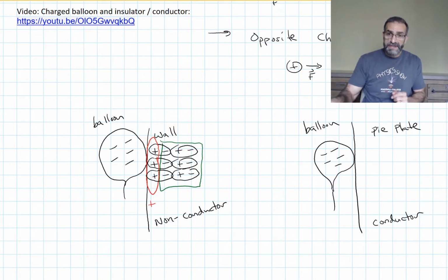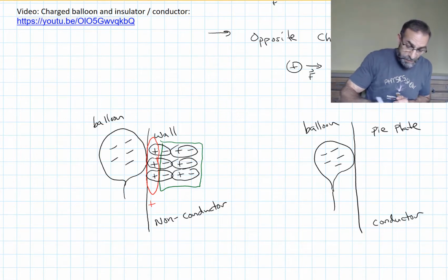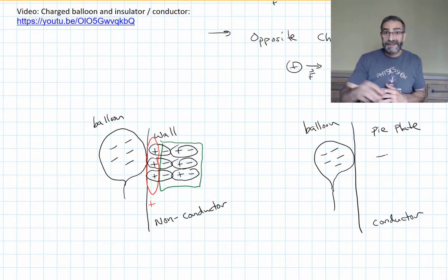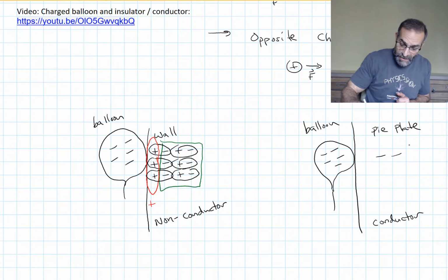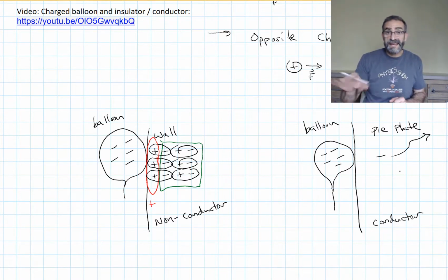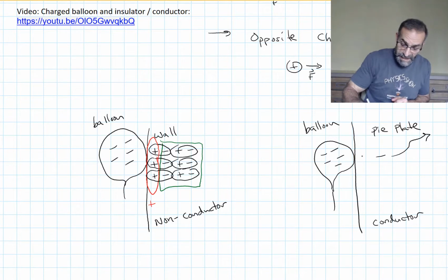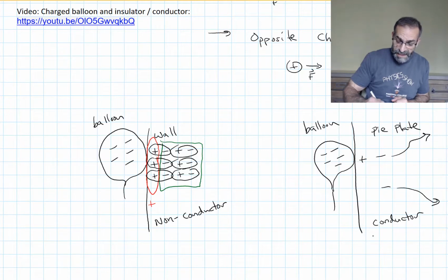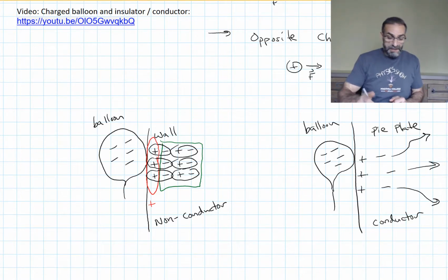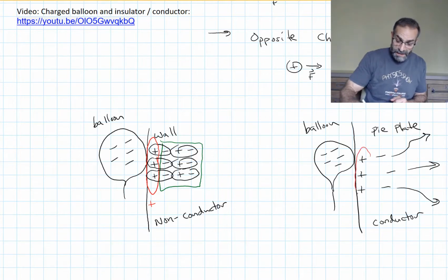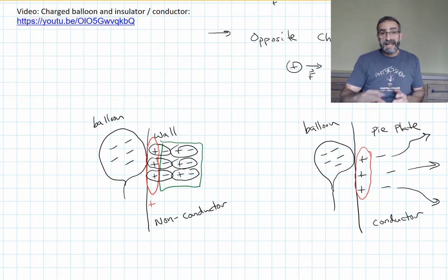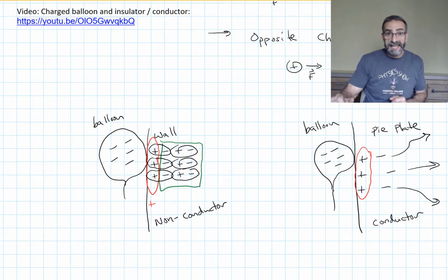So when we bring that negative charge up, there's an electron over here, and that electron decides it wants to get as far away from that negative balloon as it can, so it moves off somewhere on the other side of the pie plate, leaving a positive charge behind. And another electron moves off somewhere to the other side of the pie plate, leaving a positive charge behind. And another electron moves off somewhere, leaving a positive charge behind. So you're left with some positive charge here on this side of the pie plate, and on the other side of the pie plate you get some excess negative charge.